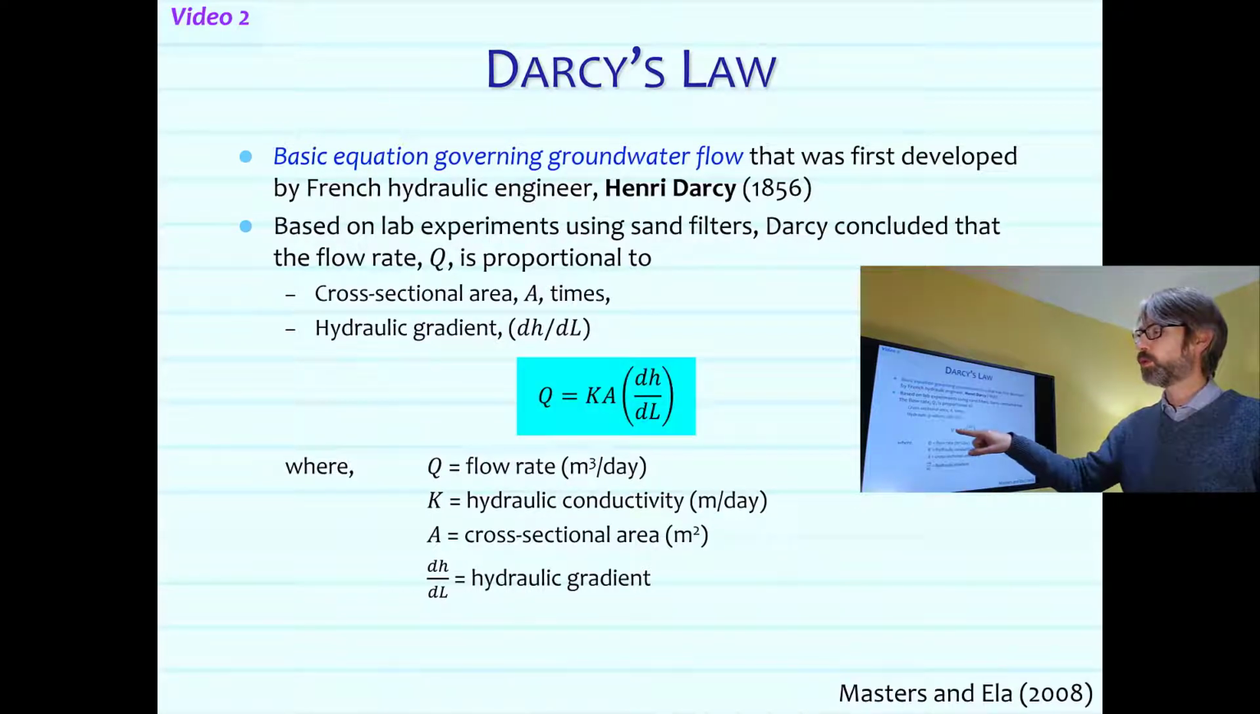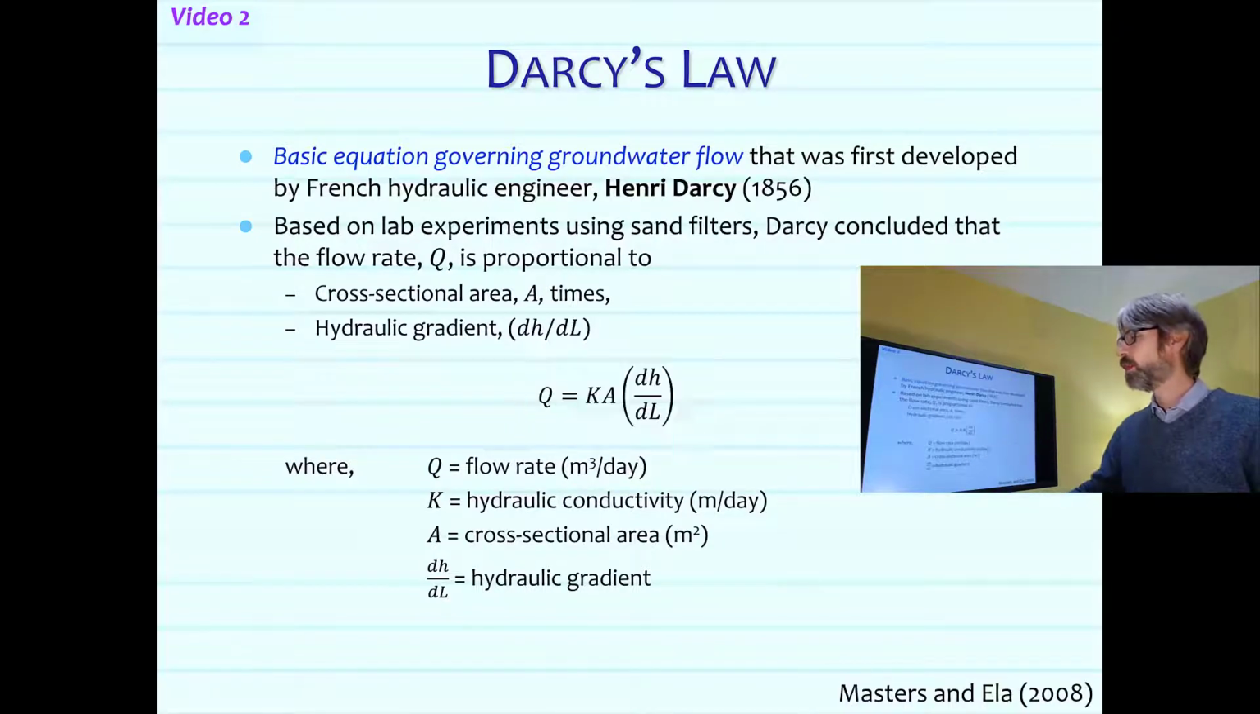This gives us the equation Q is equal to K times A times dH by dL, where Q is the flow rate in cubic meters per day, K is the hydraulic conductivity, which is a function of the material through which the flow occurs, A is the cross-sectional area in square meters, and dH by dL is the hydraulic gradient.